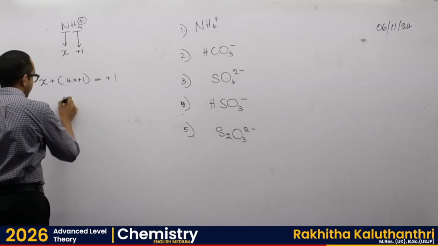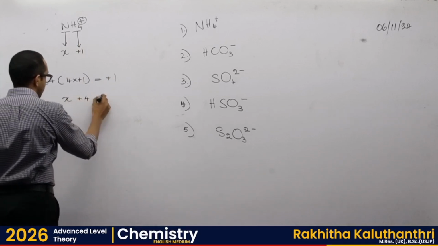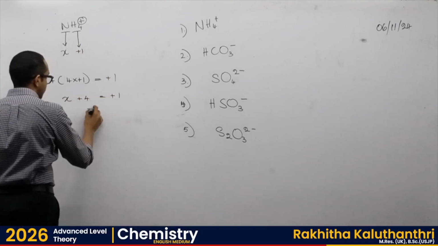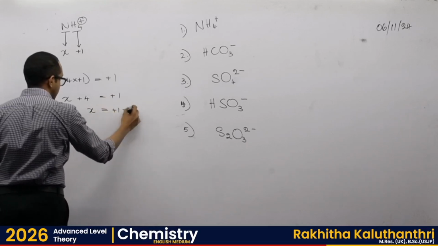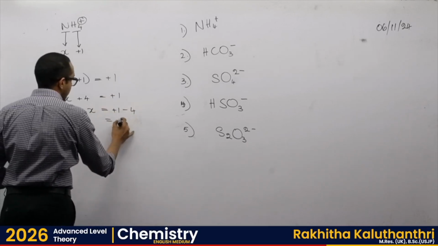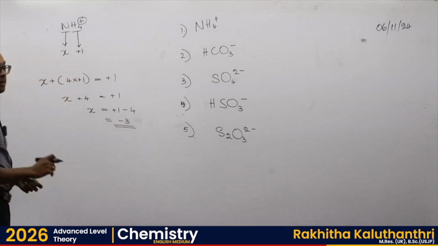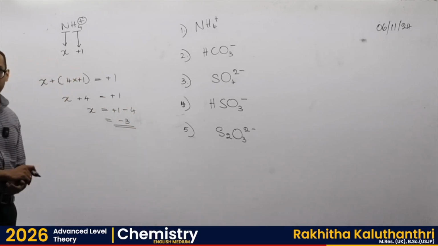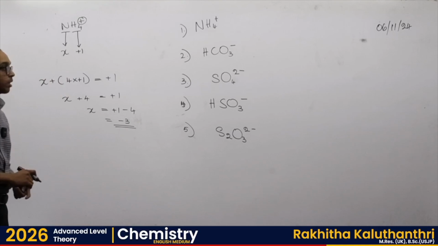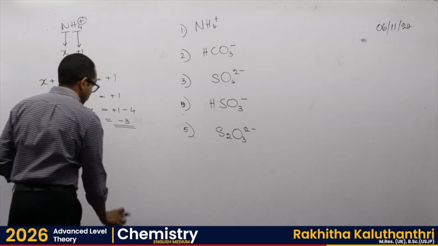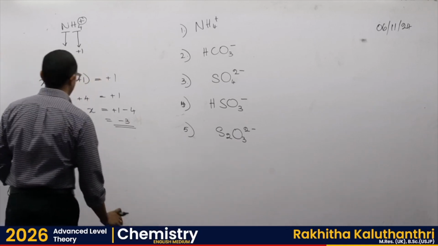So therefore we have X plus 4 is equal to +1. That means X is equal to +1 minus 4, which is -3. Nitrogen has an oxidation state of -3. Is that clear? Right. So yes, now we move on to the next one.